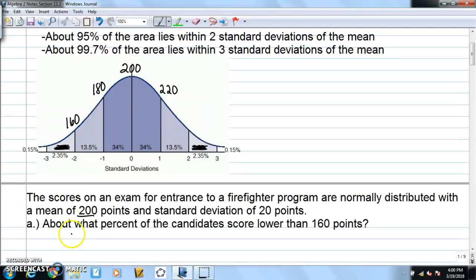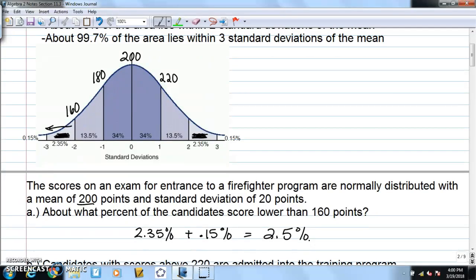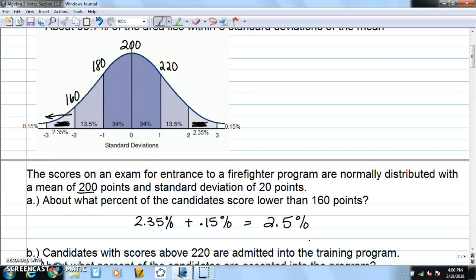Okay, so do you see here that what I'm looking for is about what percent of the candidates scored lower than 160? Well, that'd be everything from here on. So that's the 2.35% plus the 0.15%, which is 2.5%. So about 2.5% of them scored lower than the 160 points.